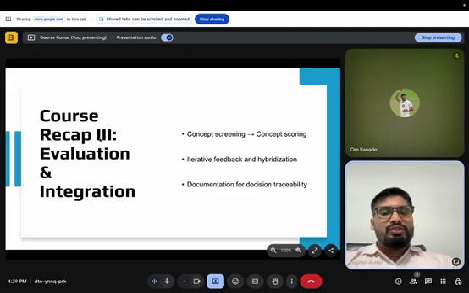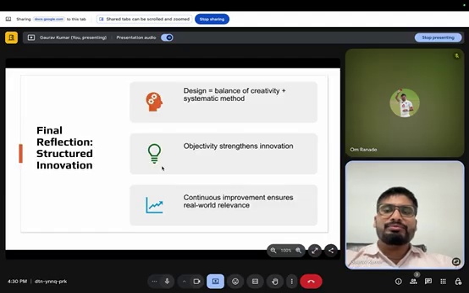Week 12 reinforced that innovations must be validated through rigorous assessment. The integration of iterative scoring and feedback loops exemplifies professional design conduct, balancing novelty and reliability.